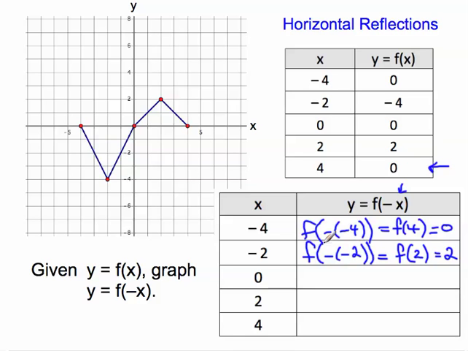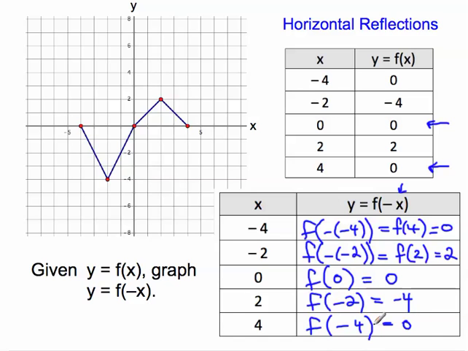f of negative x becomes f of negative 2 is equal to f of 2, and looking it up, we get an output value of 2. When x is 0, f of negative 0 is still f of 0, so looking it up on the table above, we get 0. When x is 2, f of negative x is f of negative 2, and from above that's equal to negative 4. When x is 4, f of negative x is f of negative 4. And looking above, that's equal to 0.